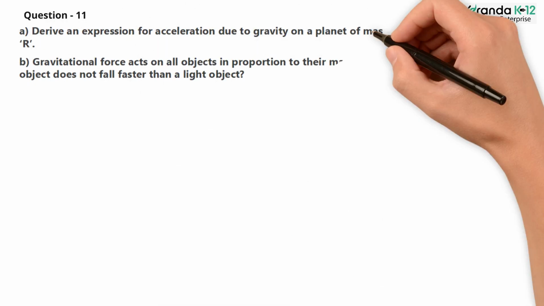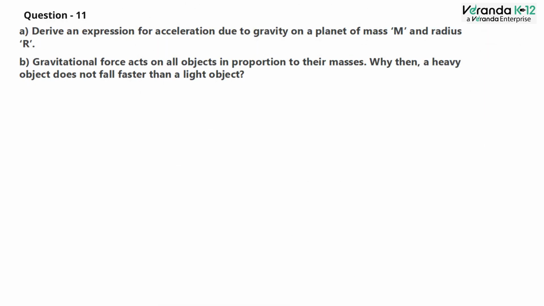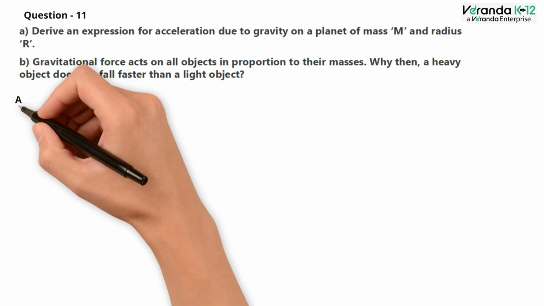Moving on to question number 11, part A. Derive an expression for acceleration due to gravity on a planet of mass capital M and radius capital R. Part B. Gravitational force acts on all objects in proportion to their masses. Why then does a heavy object not fall faster than a lighter object? And the answer goes like this.